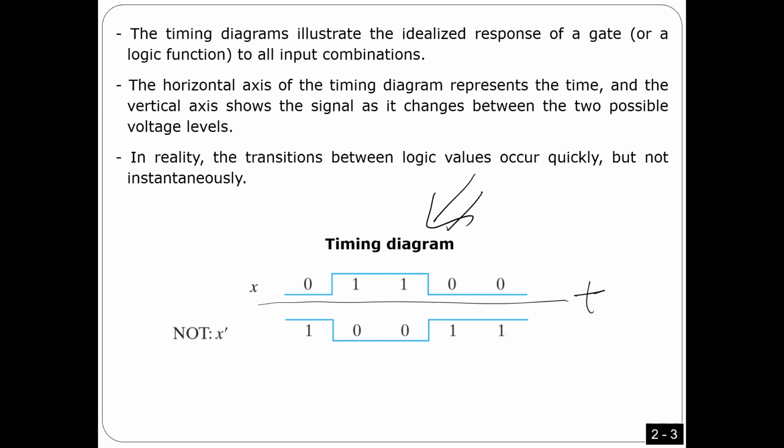As you see here, when the input was 0, the output was 1. When it was 1, the output was 0. Flip, right? 1, 0, 0, 1, 0, 1. Is that okay? This is the definition of how this gate works. Any questions?